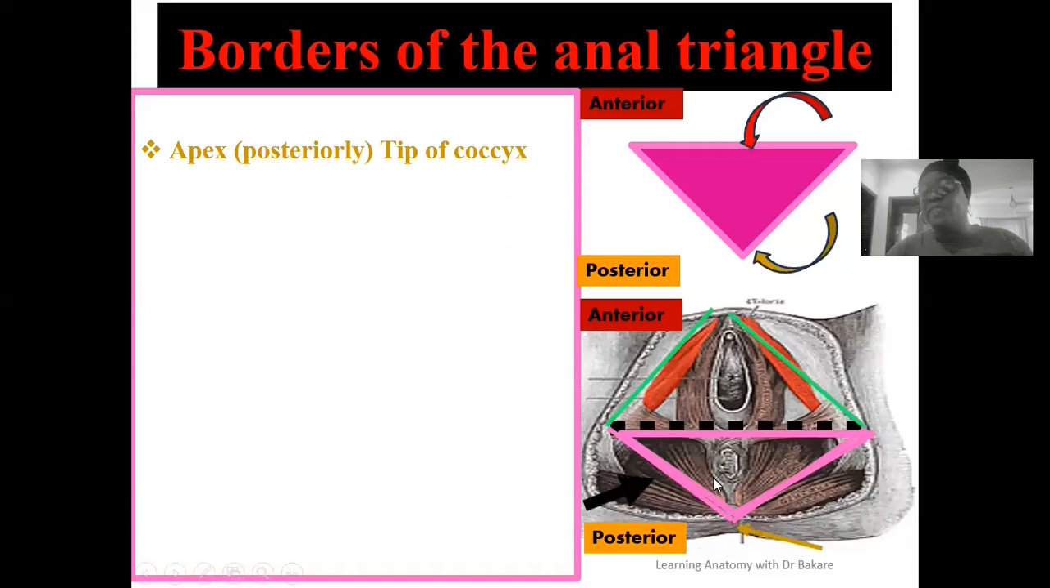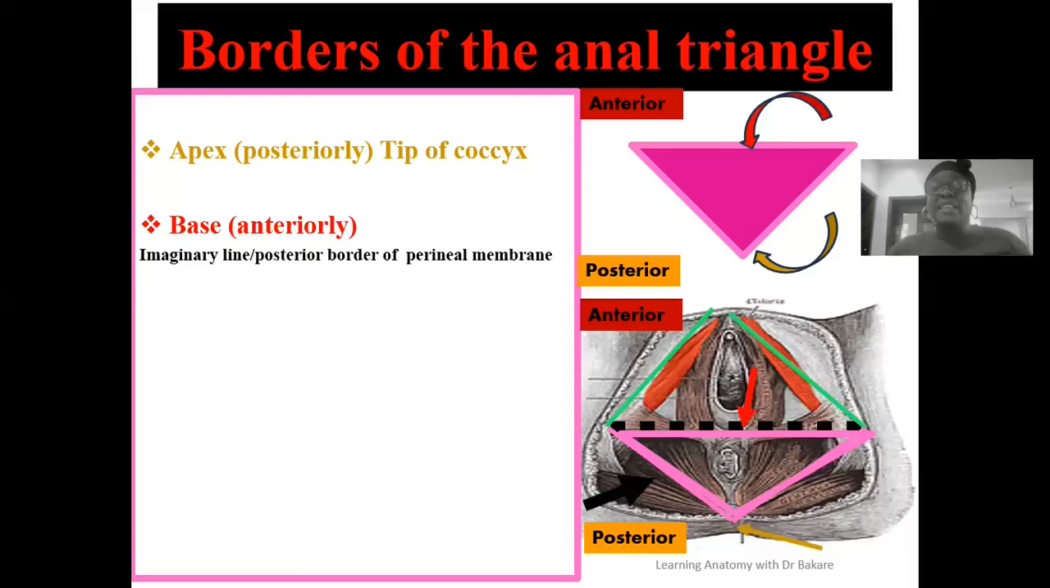This is where we have the tip of the coccyx, arrowed there at this point, and this is what forms the alignment of the apex of the anal triangle. While the base, we say, is facing anteriorly, and the base is what is seen to be arrowed here in red. The base of the anal triangle is formed by the imaginary line that runs from one ischial tuberosity to the other, of course, running through the perineal body.